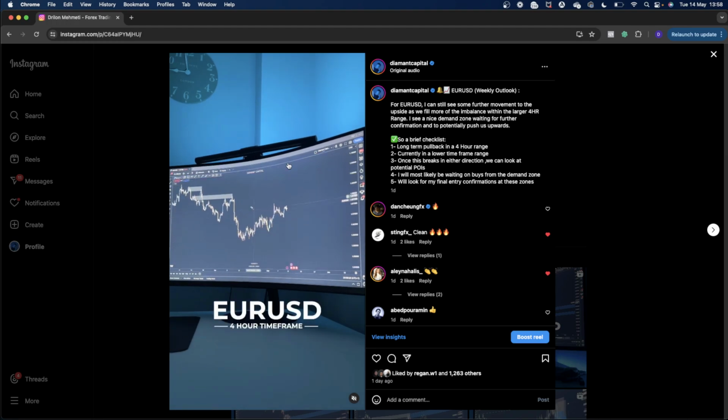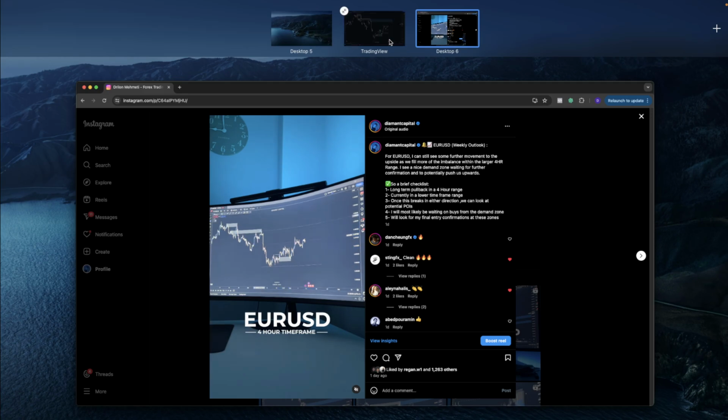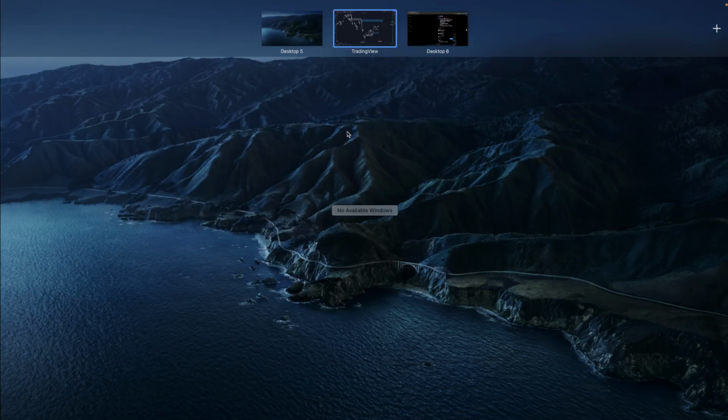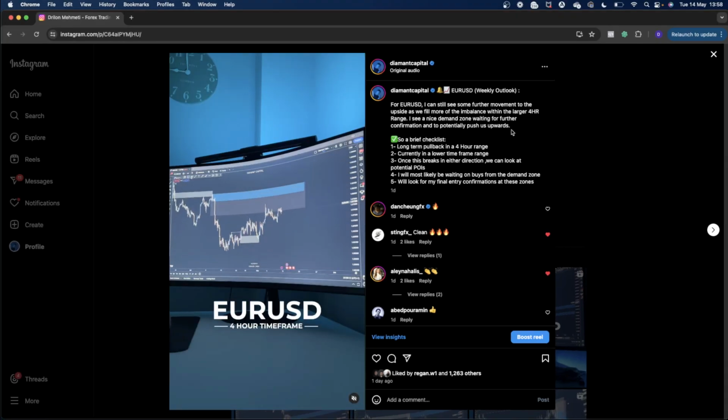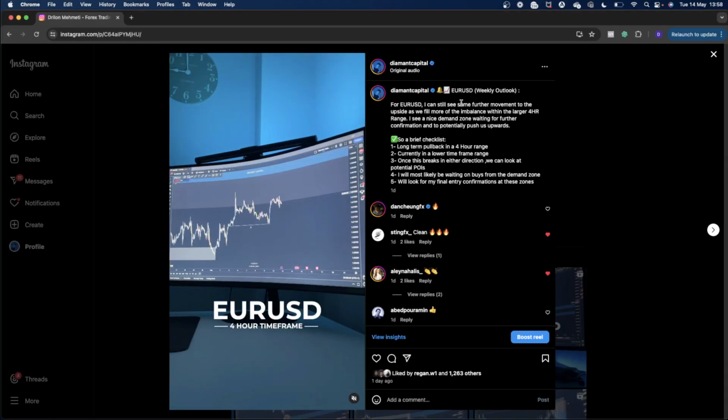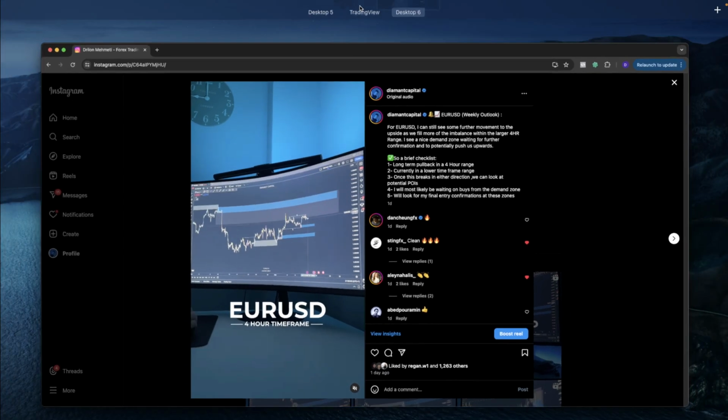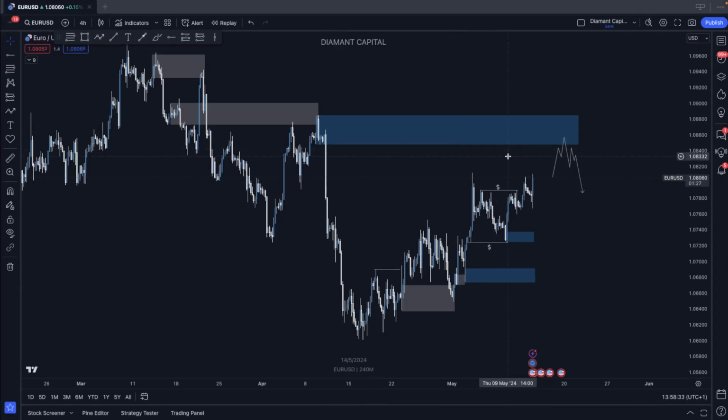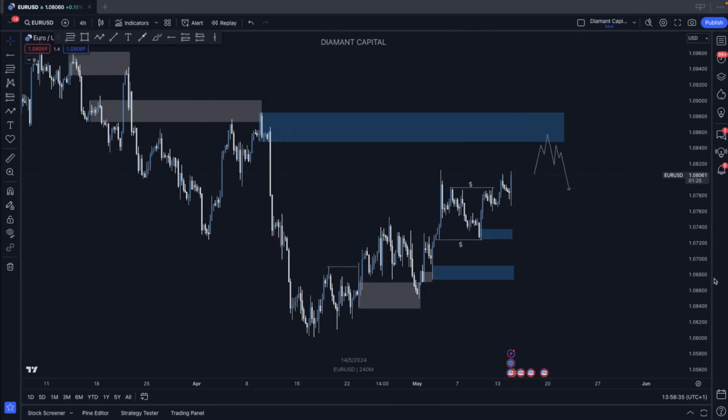And then essentially we are going to be looking for price to move into this imbalance, as we've noted in the description over here. And this is something I would definitely say, whenever you are following my analysis, read the descriptions as well, because I get into it in a lot more detail. But yeah, now we're looking at this.